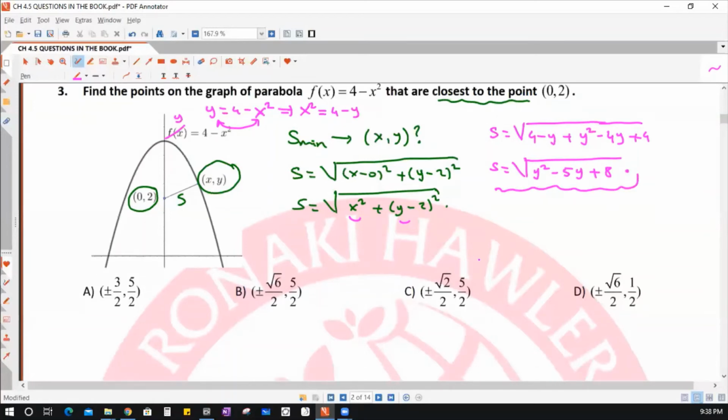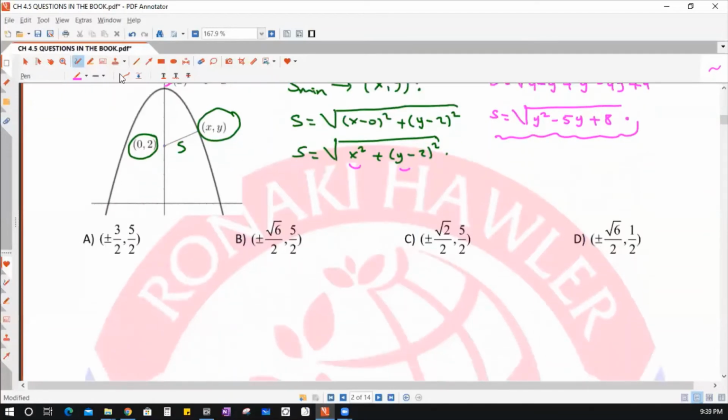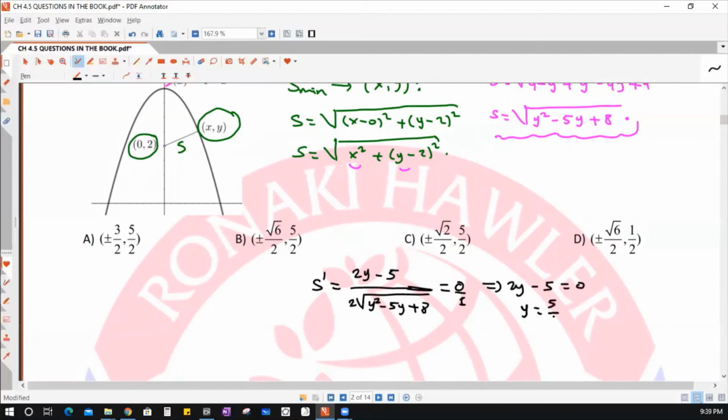In the next step, we are going to differentiate this function with respect to y. What's the derivative of this function? S prime is equal to the derivative of the inside, 2y minus 5, all divided by 2 times the square root of y squared minus 5y plus 8. We are looking for a minimum value, so we must set the derivative equal to 0. Here, 2y minus 5 will be equal to 0, because it is 0 over 1, cross multiply, 1 times (2y minus 5) is equal to 0. So y is equal to 5 over 2.